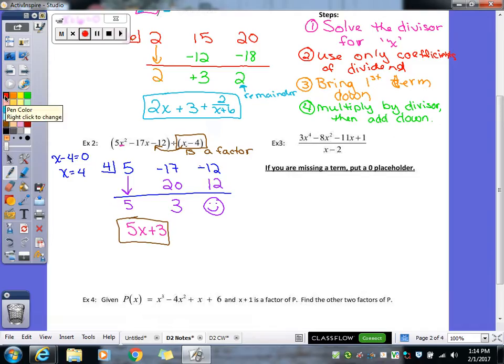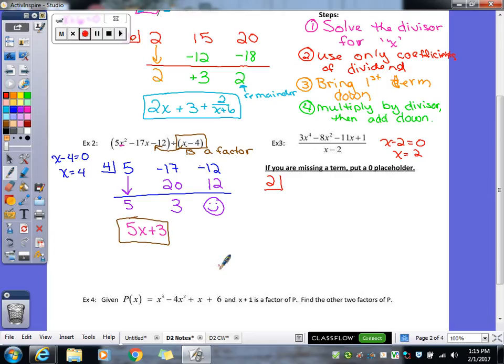All right, let's try example 3. So again, first thing, take our divisor, set it equal to 0. So x minus 2 equals 0. What would our x equal? 2. So I'm going to put my little box with my 2.